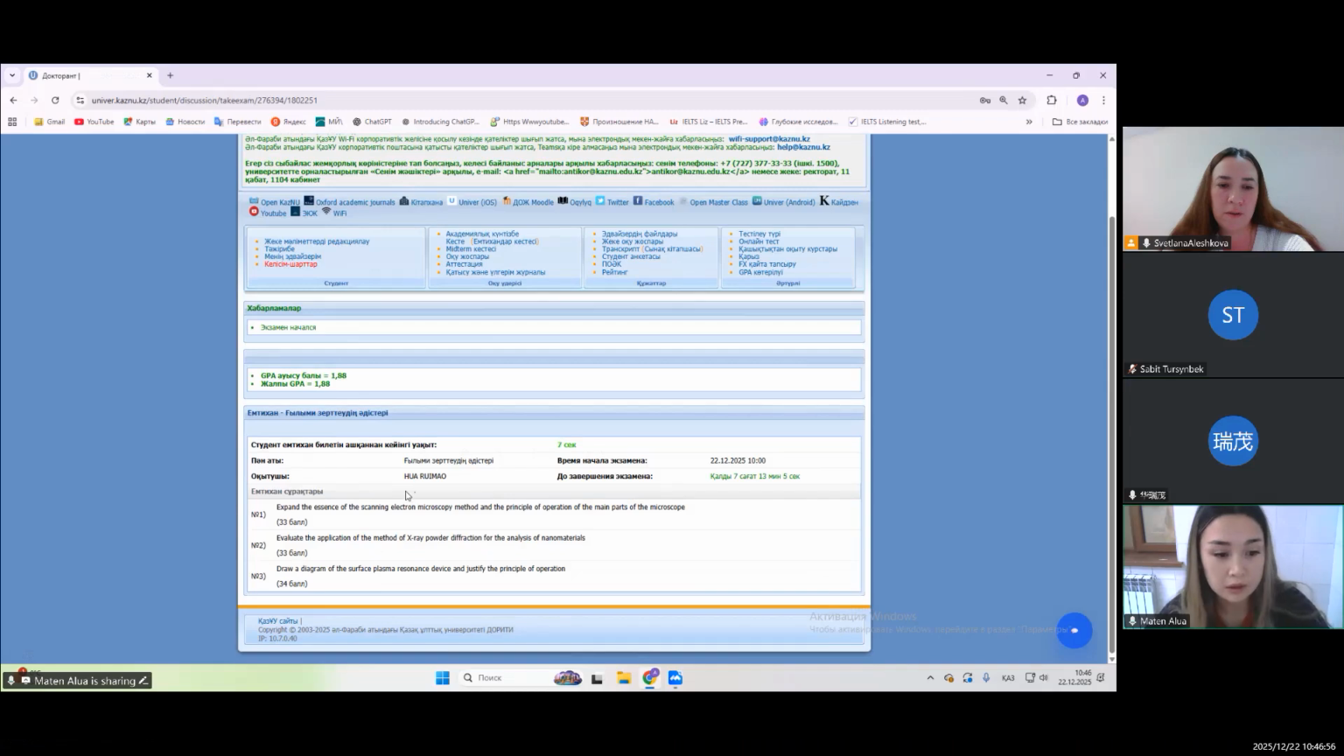First question: explain the essence of the scanning electron microscopy method and the principle of operation of the main parts of the microscope. Second question: describe the application of the method of X-ray powder diffraction for the analysis of nanomaterials. Third question: draw a diagram of the surface plasmon resonance device and justify the principle of operation.